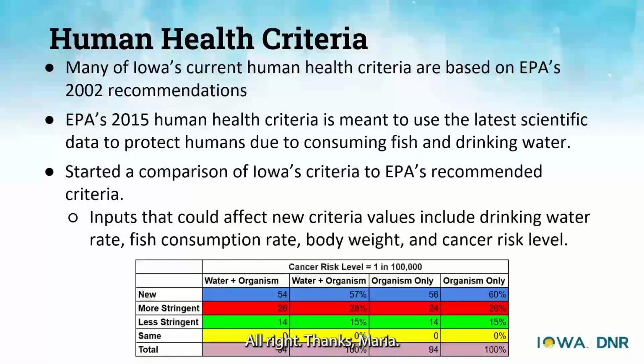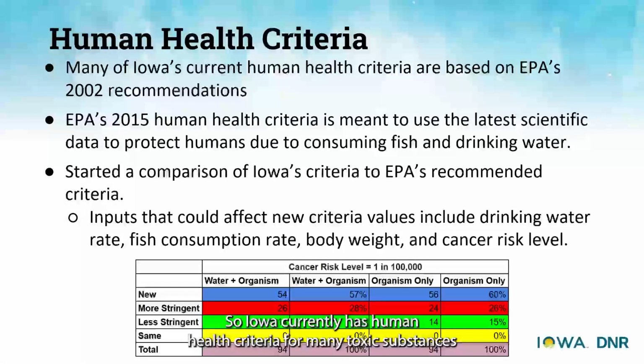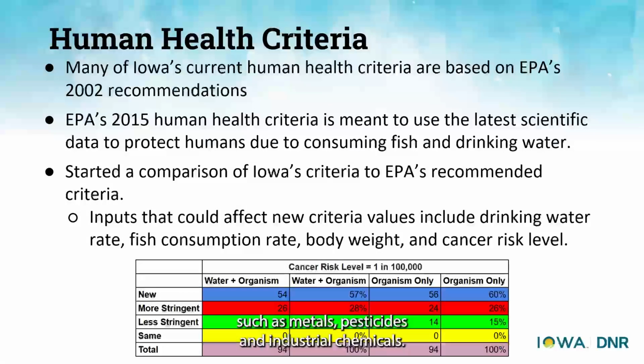All right, thanks, Marie. So first off, I'll be talking about human health criteria. Iowa currently has human health criteria for many toxic substances, such as metals, pesticides, and industrial chemicals in its water quality standards. Most of Iowa's current human health criteria are based on EPA's 2002 recommendations. EPA's 2015 human health criteria is meant to use the latest scientific data to protect humans from both carcinogens and non-carcinogens due to consuming fish and drinking water.